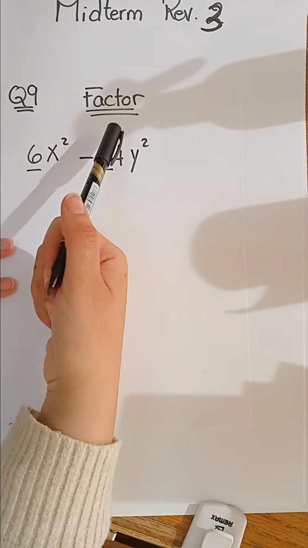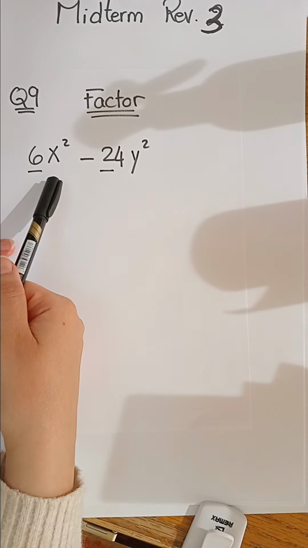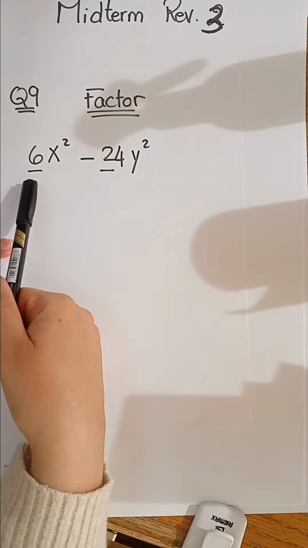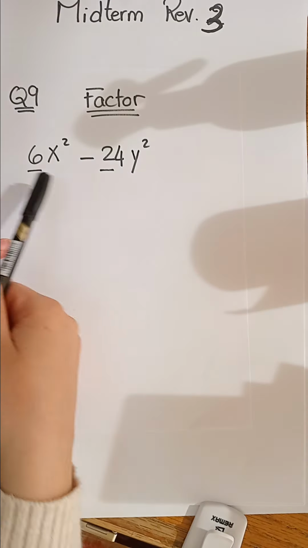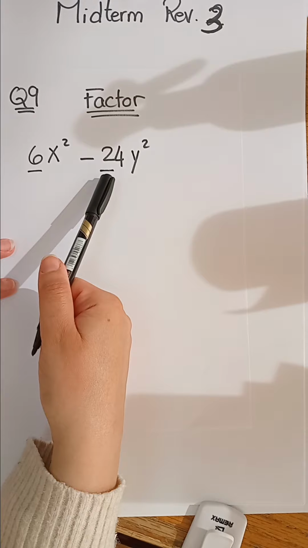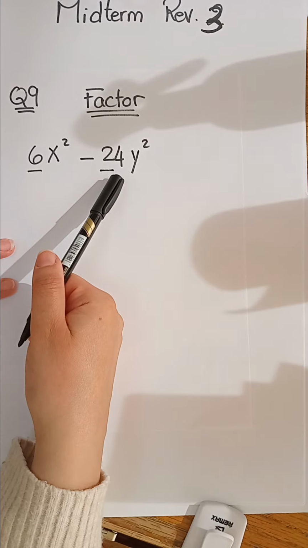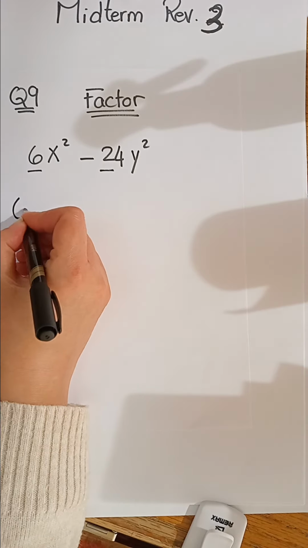In question 9, we are being asked to factor this expression. The first thing we need to do when we factor is look for common factors. 6 and 24, they can both be divided by 6. So I'm going to take 6 as a common factor.